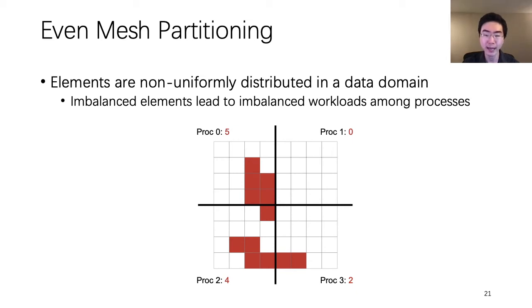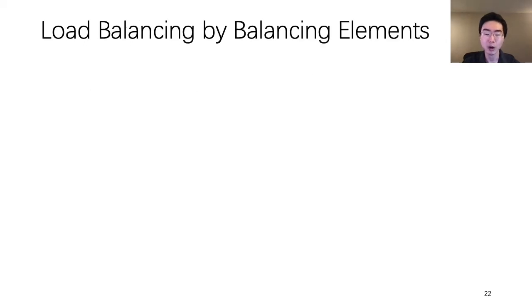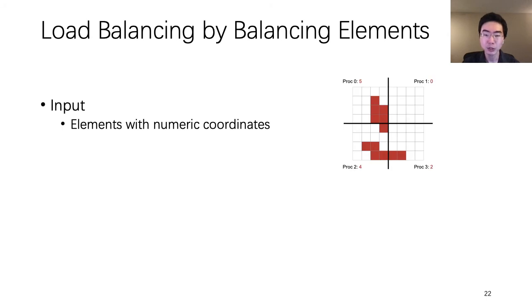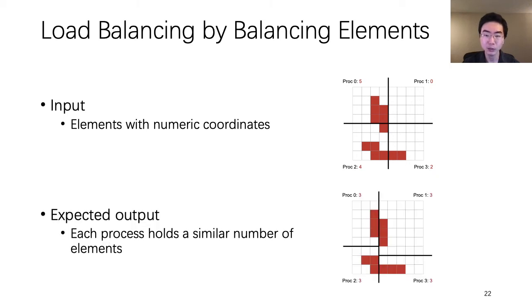For example, in the figure, we color elements in red. Each process has different numbers of elements. Process 0 has no element and hence has no work to do. To tackle the problem of workload imbalance, we redistribute elements among processes so that each process has a similar number of elements. This workload balancing works because the computation time of each process is proportional to the number of local elements. The input of the load balancing consists of the elements with numeric coordinates. In the output, each process is expected to have a similar number of elements.